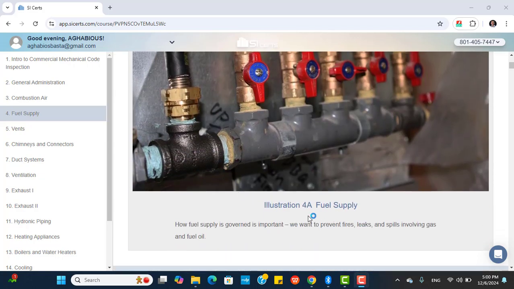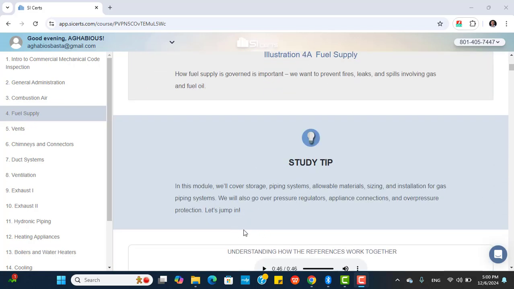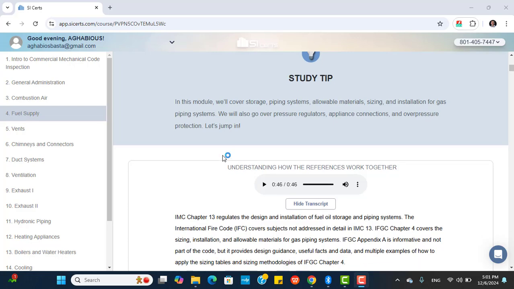Illustration 4a, fuel supply. How fuel supply is governed is important. We want to prevent fires, leakage, and spills involving gas and fuel oil. Study tip: in this module we will cover storage, piping systems, allowable materials, sizing, and installation of gas piping systems. We will also go over pressure regulators, appliance connections, and overpressure protection. Let's jump in.